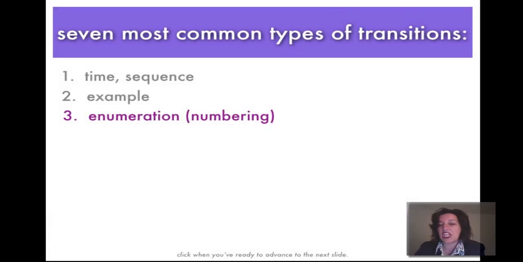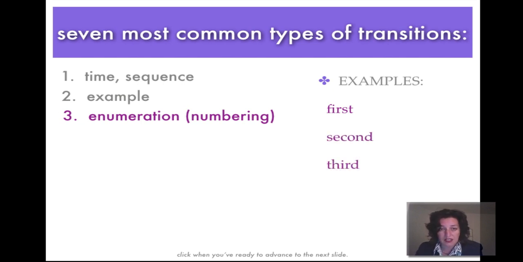Third kind is enumeration, which is a fancy way of saying numbering. So this is first, second, third, fourth, etc. Now, what's the difference between enumeration and time and sequence? Well, in this case, it's just numbering them. It's not saying it's a particular order or sequence. It's just saying there's 3 reasons why I like chocolate. First, second, third. It's not first you do this, next you do this, last you do this. It's not order, just numbering.